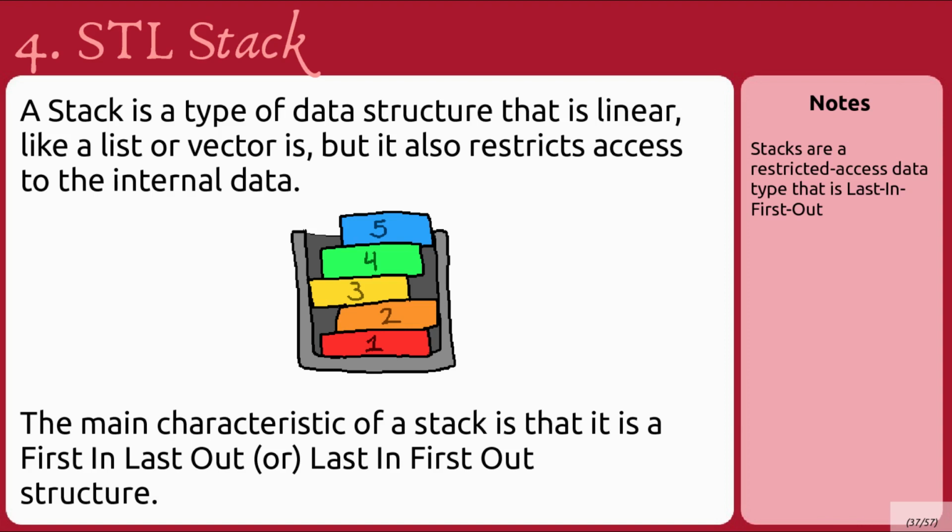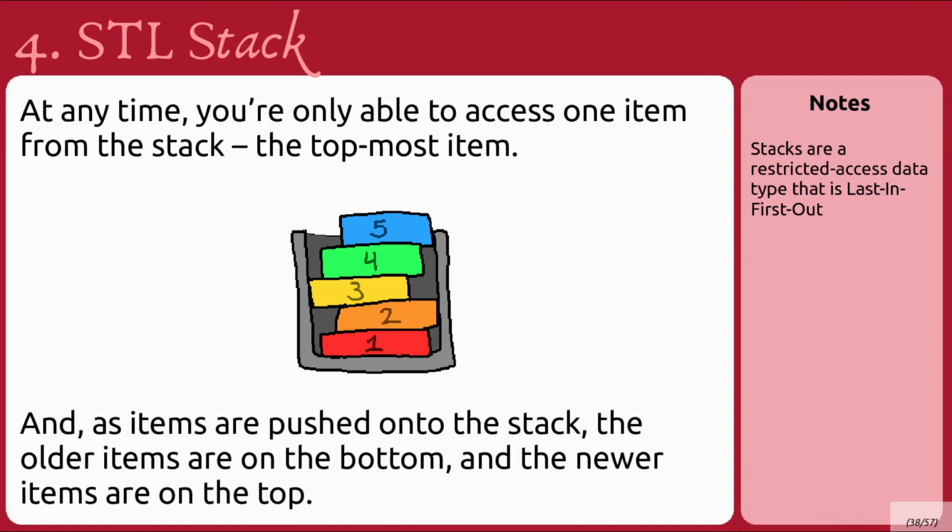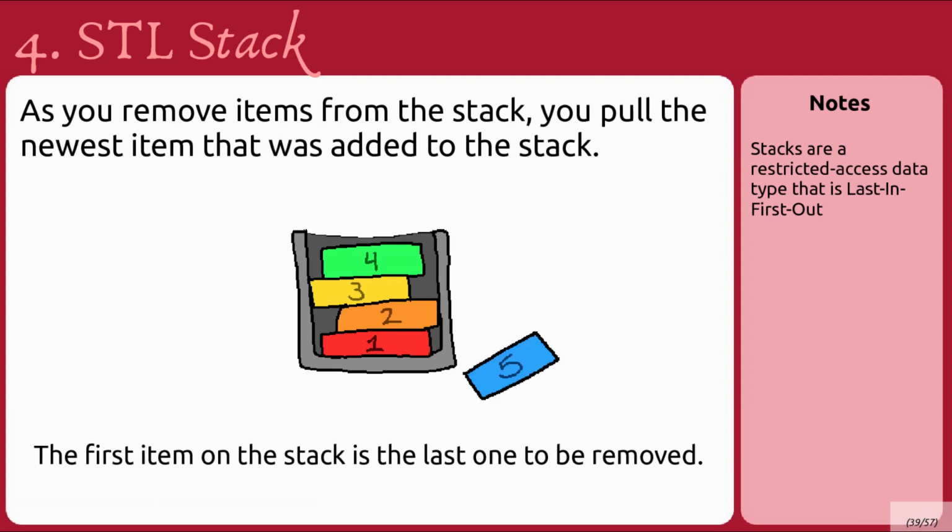A stack is another type of linear data structure, just like the list, vector, and queue, but like the queue, it also restricts access to the internal data. The main characteristic of a stack is that it is a first in, last out, or last in, first out structure. At any time, you're only able to access one item from the stack, the topmost item. As items are pushed onto the stack, the older items are on the bottom, and the newer items are at the top. As you remove items from the stack, you pull the newest item that was added to the stack. So the first item on the stack is the very last one to be removed.